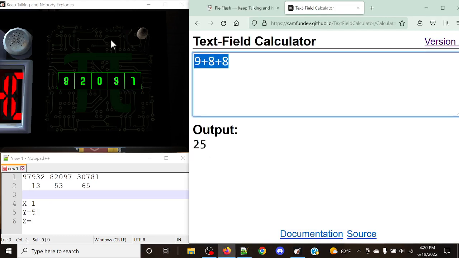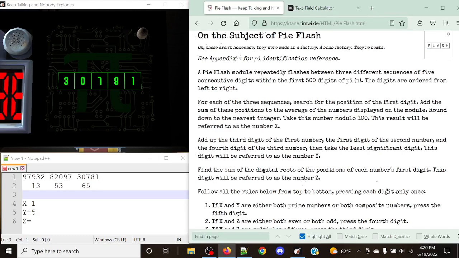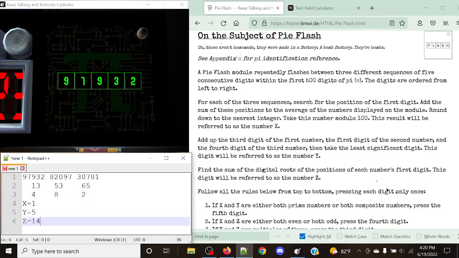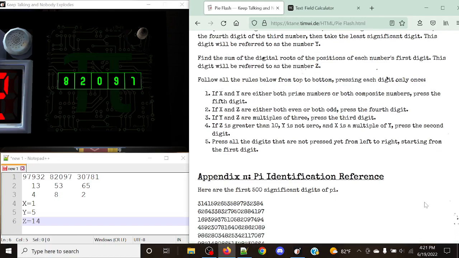And finally, what we're going to do is we're going to add up the sum of the digital roots from each of our positions. So we have 1 plus 3 is going to result in a 4, 5 plus 3 is going to result in an 8, 6 plus 5 is going to result in an 11, which is going to give us a 2. And now we're going to add up all these numbers up. 8 plus 2 is 10, plus the 4 is going to be 14. Okay, and now we're going to go through the rules here.